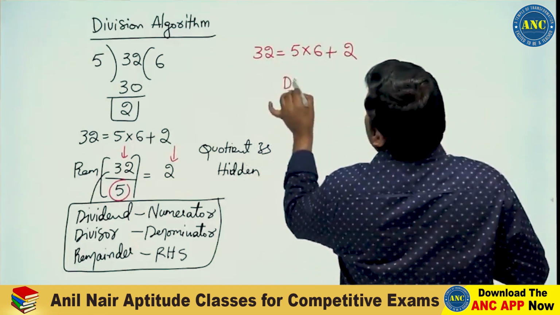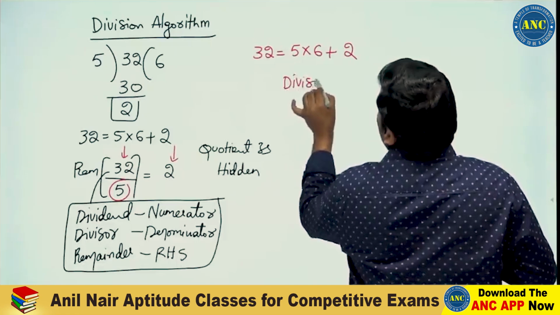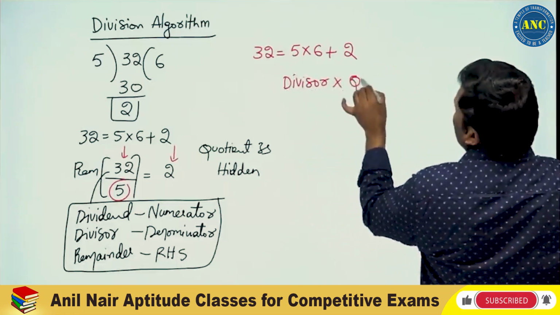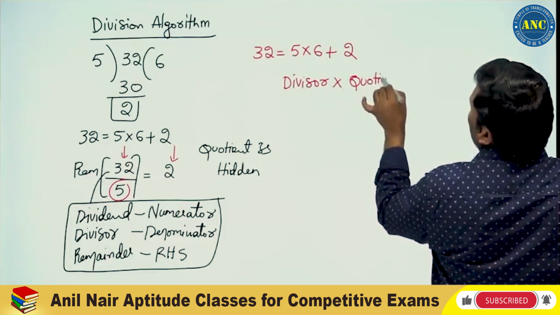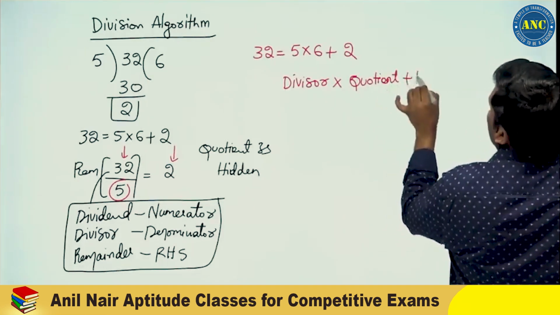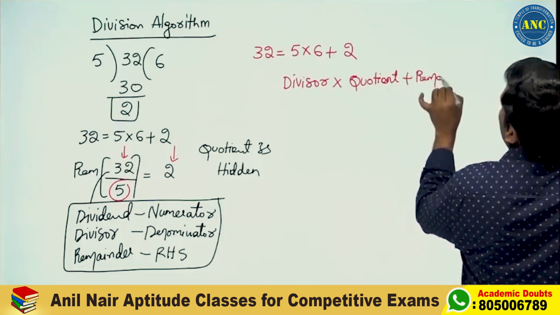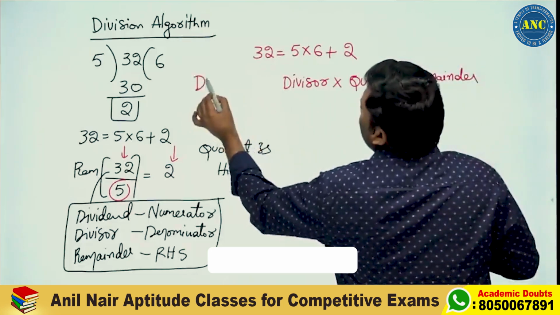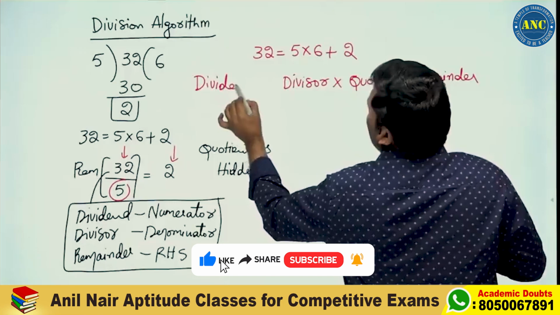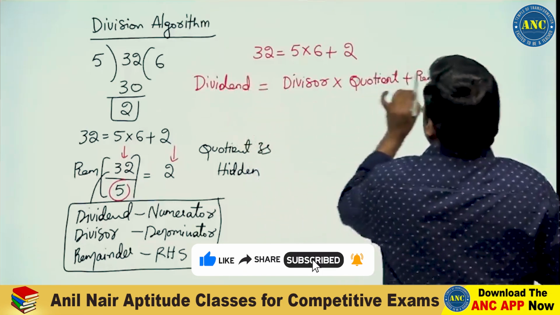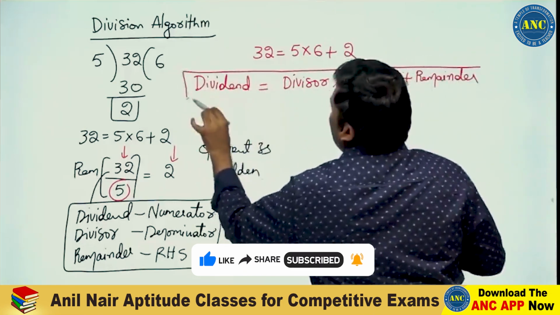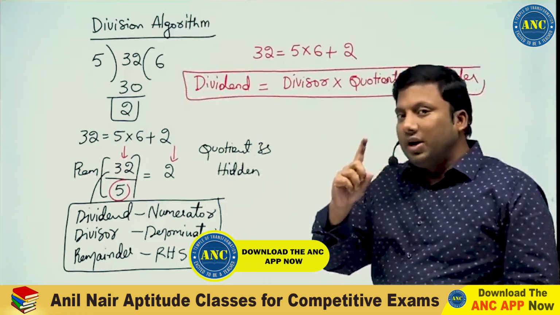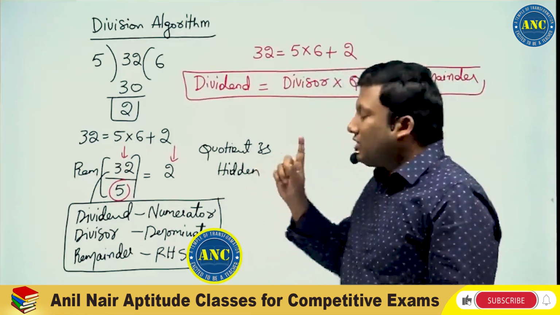5 is called the divisor. How many times does the divisor go in the dividend? 6 times in this example. So 6 is called the quotient. Very, very important key point: dividend equals divisor into quotient plus remainder. Very, very important concept here.